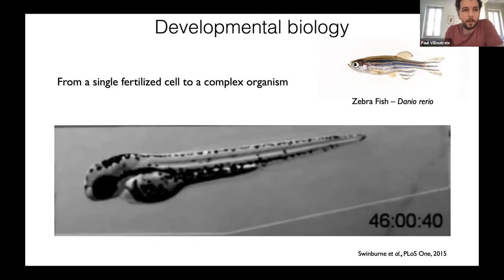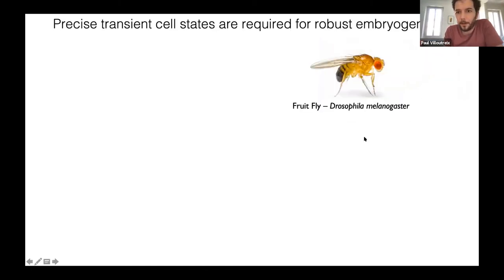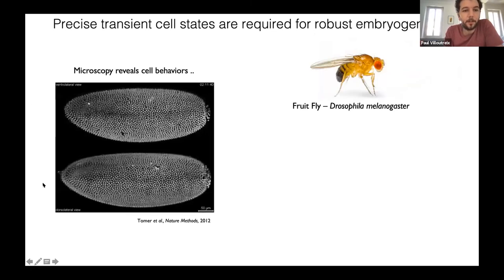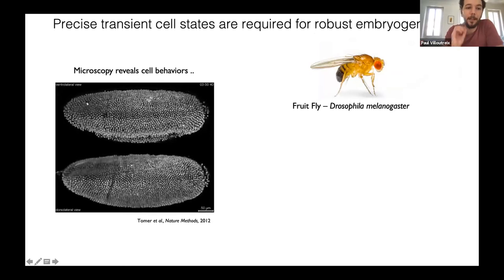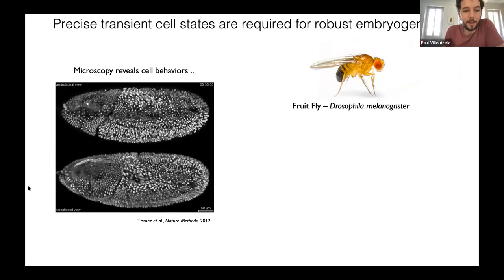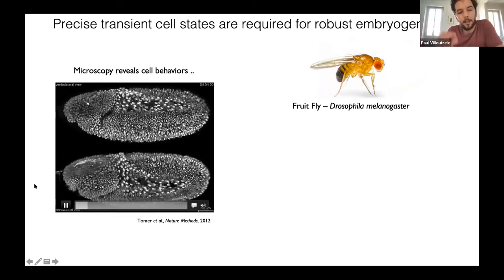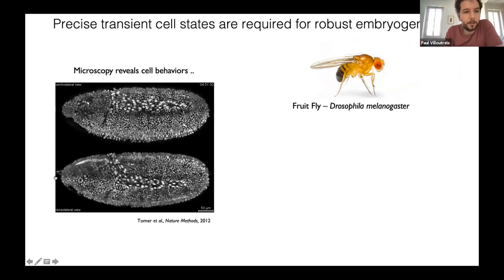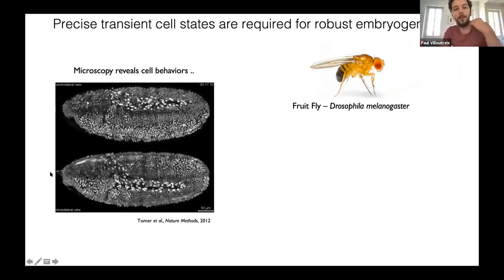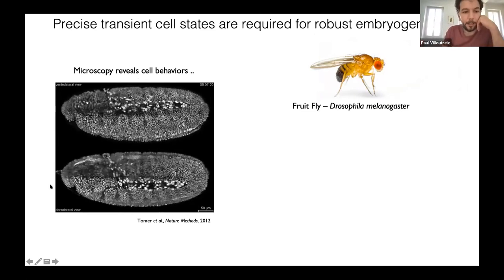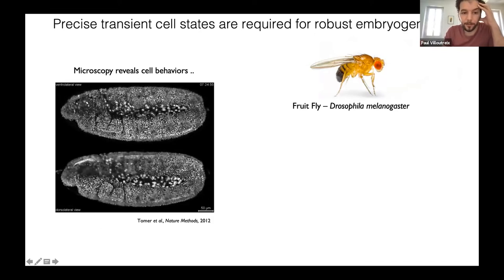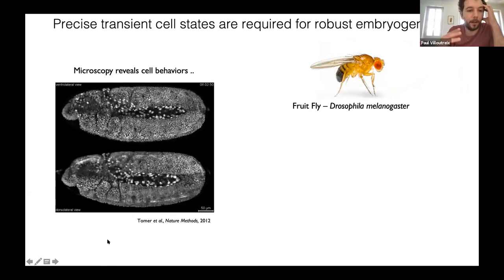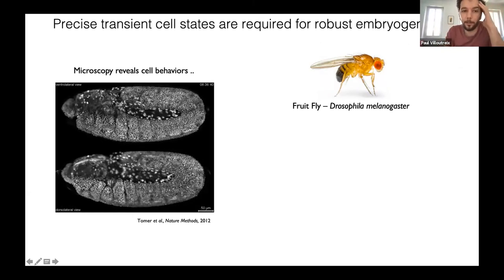Another example is from the study of Drosophila melanogaster. Here it's another microscopy technique, called light sheet microscopy, where you can see at the same time all the cells in an embryo. It's a 3D image that is captured, and here you have two projections of the same image. Again, you can see these very complex movements of cells in the embryo, with proliferation and tissue folding and rearrangements.